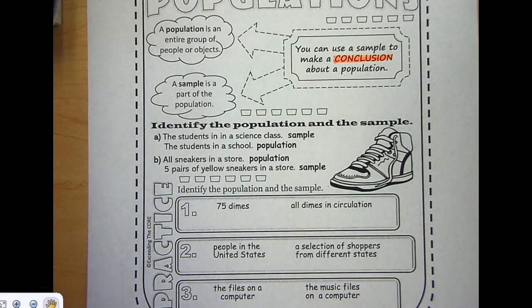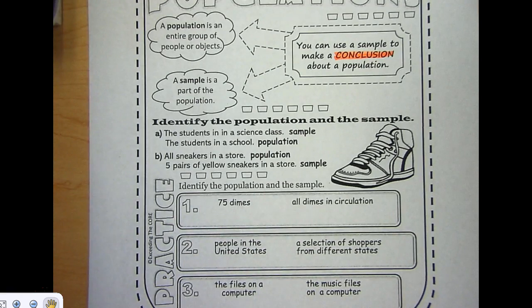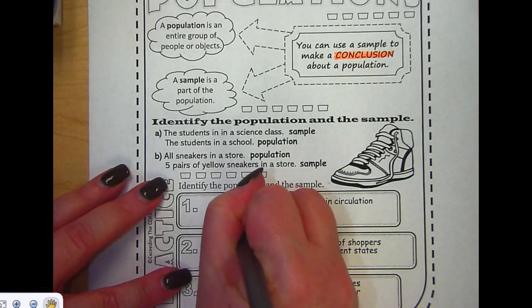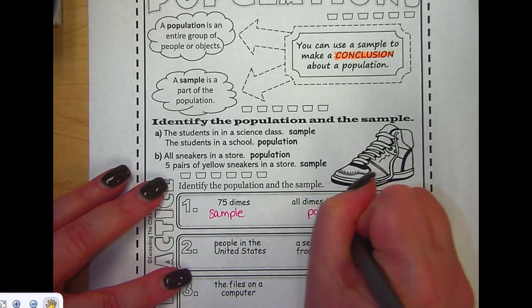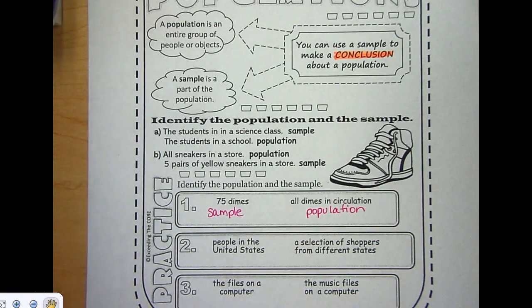So let's look at number 1. We have 75 dimes. And we have all dimes in circulation. Which one's the population and which one's the sample? Autumn? The what? Yep. This is the sample. All dimes in circulation is the entire population. Let's look at the next one. People in the United States and a selection of shoppers from different states. Summer?